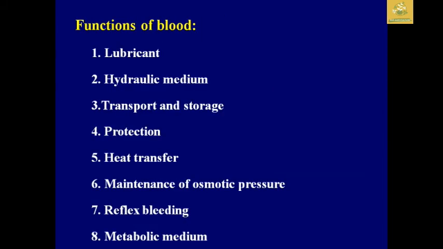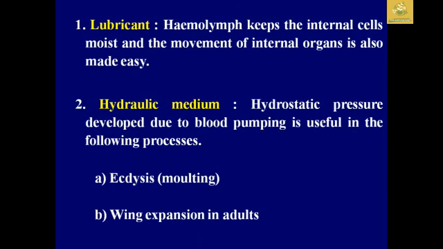So now looking at the functions of hemolymph in the insect body, it is used for lubrication as well as a hydraulic medium. It is used for transport as well as storage, and to protect the insect from different microbes. It is also used for heat transfer and maintenance of osmotic pressure in the body, for reflex bleeding in the insect body, and it also acts as a metabolic medium.